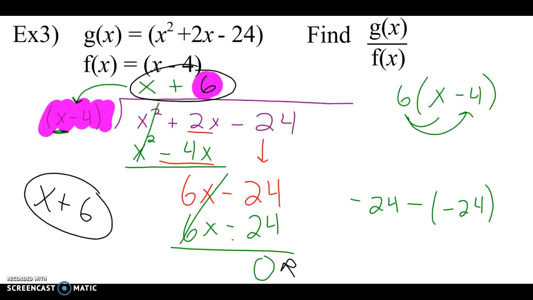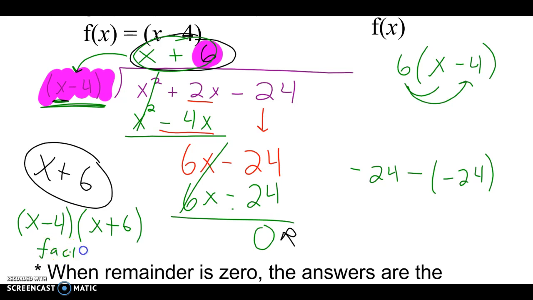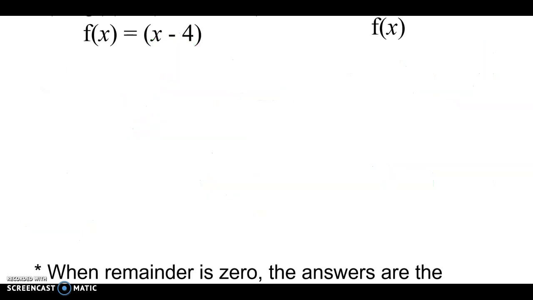So if I go back to the example we just did, what do you think would happen if I multiplied together what we were dividing by and our answer, which was x plus 6? If we FOIL that out, we should get x squared plus 2x minus 24. So basically, you just factored. You factored by division. You found the factors of x squared plus 2x minus 24 by dividing. Easy, right?